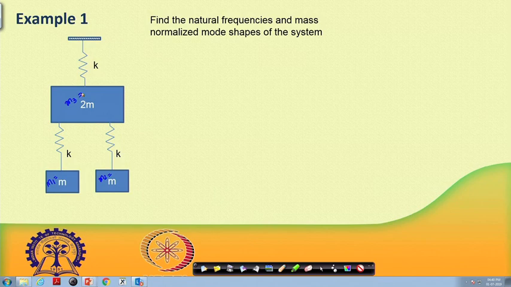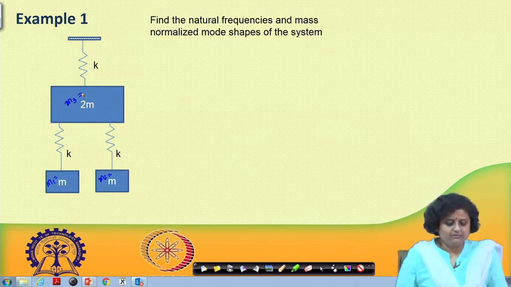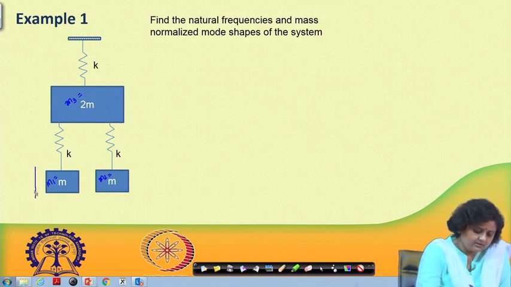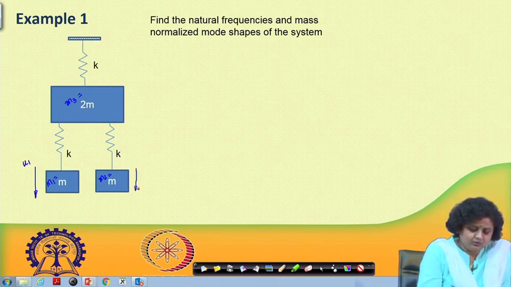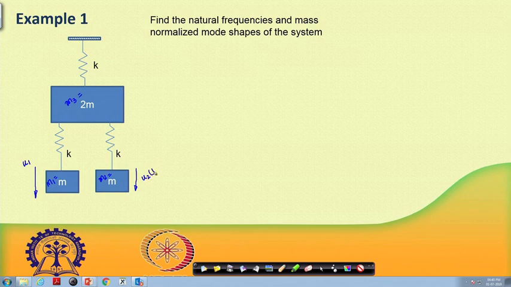As we can easily understand, this is a 3 degree of freedom system. The 3 degrees are the 3 translational motions of the 3 masses. Let me call this u1, which is my first degree of freedom. Then I have u2, which is the displacement of mass m2, and finally u3, which is the displacement of mass m3. So u1, u2, u3 are the 3 degrees of freedom, and we are trying to find the natural frequencies and the mass normalized mode shapes of the system.